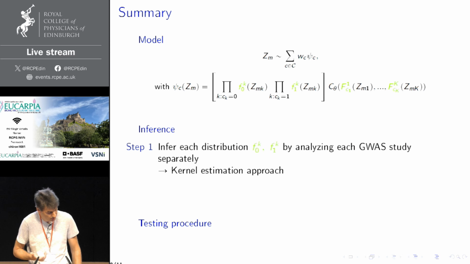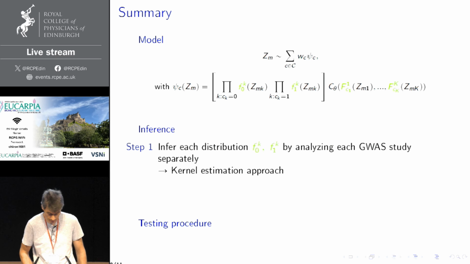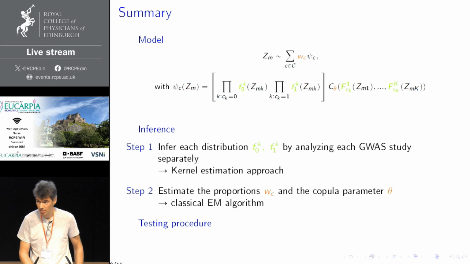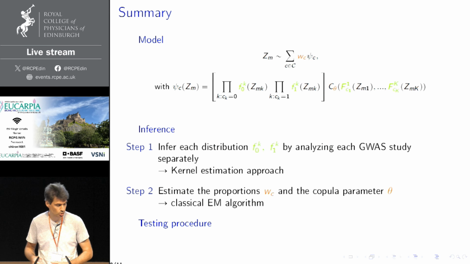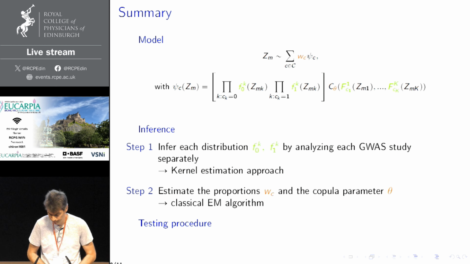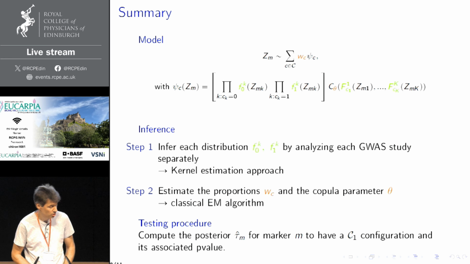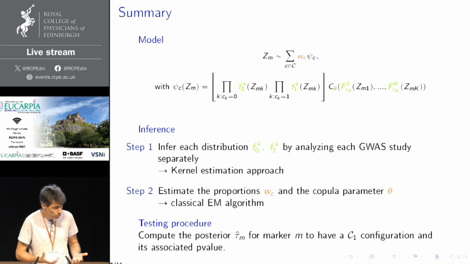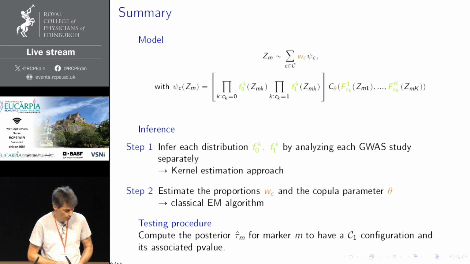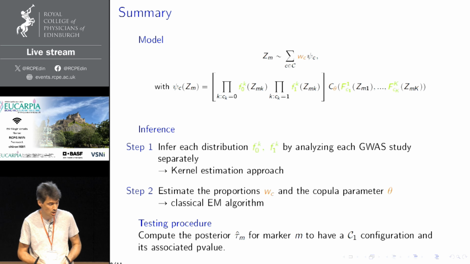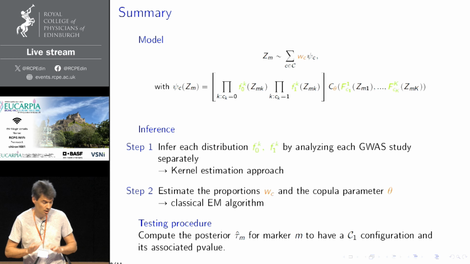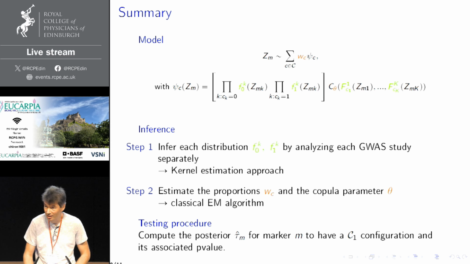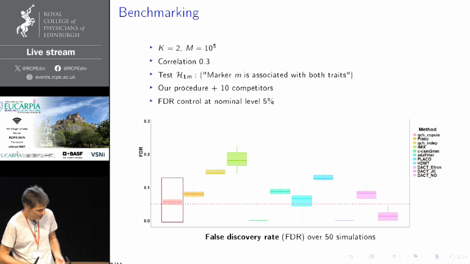And in practice, we do that using a kernel estimation approach. Then you have to estimate all the other parameters, so the proportions wc of the mixture plus the copula parameter theta, and this can be done using basically a classical EM algorithm. So we know how to do that, and once we have done everything, we can compute the posterior probability tau m for each marker m to have a C1 configuration, and from that we can get the p-value. Okay, so enough with technical details, and let's see how it works in practice.